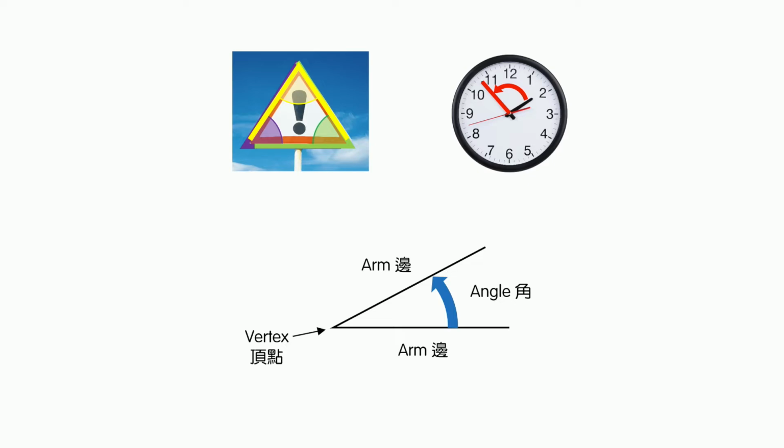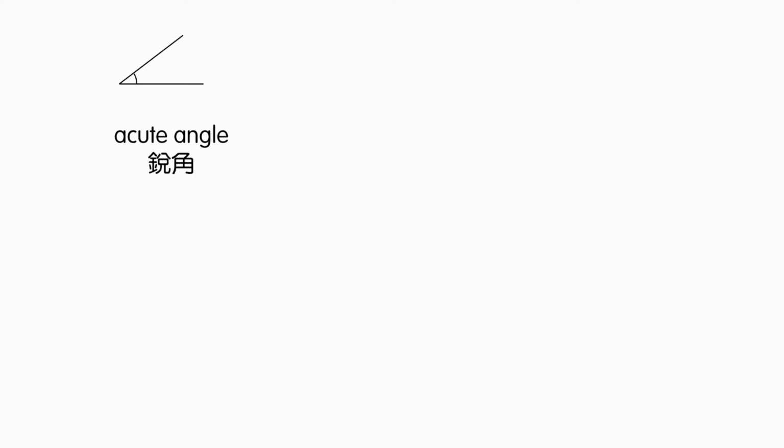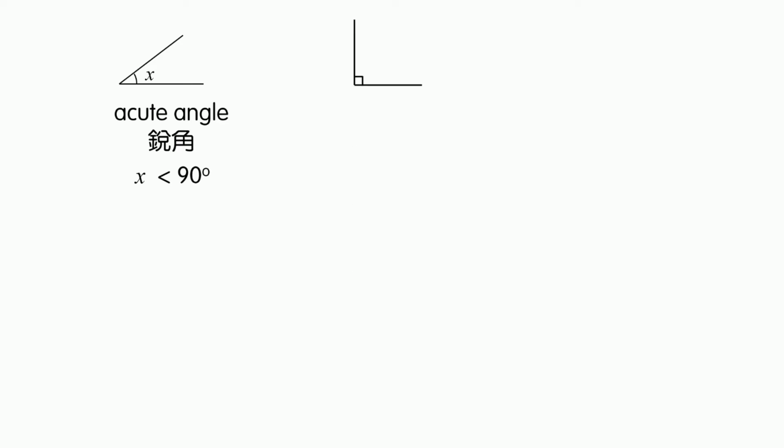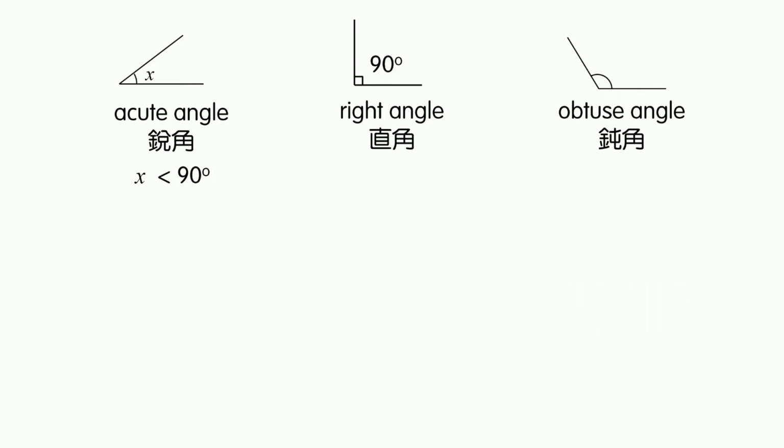Let us revise them. For example, the acute angle. This angle must be less than 90 degrees. This angle, you can see a small square at the vertex. This angle is called a right angle, and its angle is always 90 degrees. A bigger angle is called an obtuse angle. Bigger meaning its angle is more than 90 degrees but less than 180 degrees.